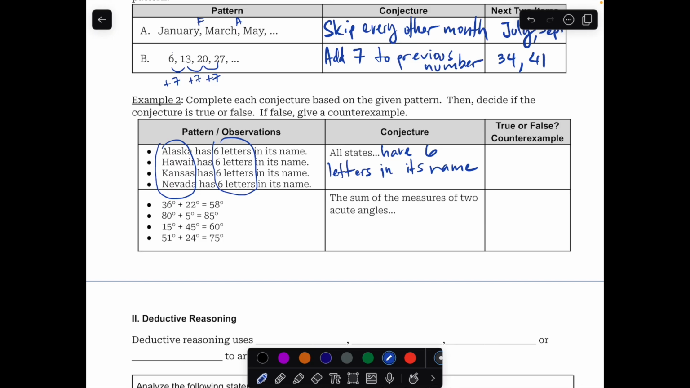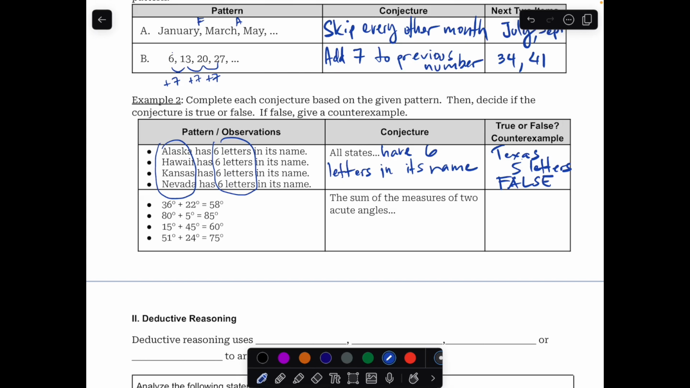So let's think of, let's say we live in Texas. How many letters are there? There's 1, 2, 3, 4, 5. So we have 5 letters. So this one counterexample is enough to say that our conjecture, that all states have 6 letters in their name, is false.